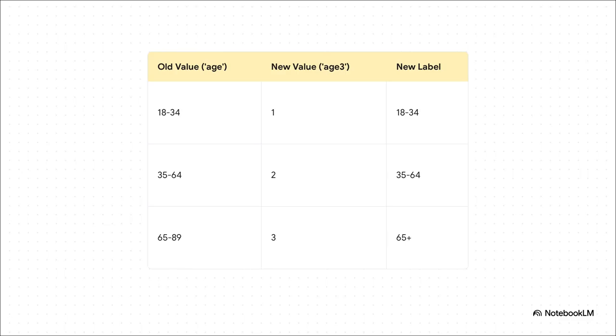Now, before you click a single button in the software, you need a plan. Seriously, just sketching out a little recoding tree like this one is a total game changer. Here, we're taking the age variable, which has tons of individual ages, and we're collapsing it into a brand new variable, age 3, with just 3 nice clean groups. A little planning up front makes the whole process so much smoother.